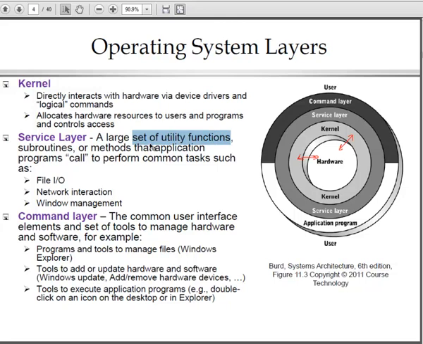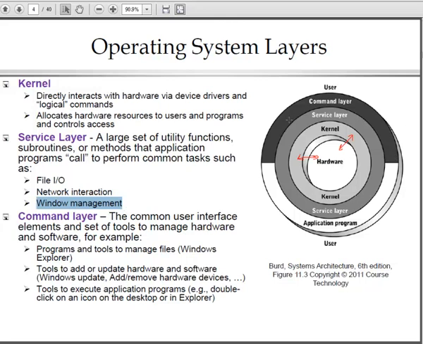So that second layer, the service layer, is in fact just that big old set of utility functions. Think of them as methods or functions or subroutines, or whatever name is used in whatever programming language, if you have any familiarity with one. What they really are is just a set of relatively small software functions to do very specific tasks: read a file, write a file, copy a file, delete a file, send a packet on the network, receive a packet from the network, open a window, close a window, resize a window, and so forth. Those are the kind of things the service layer does.